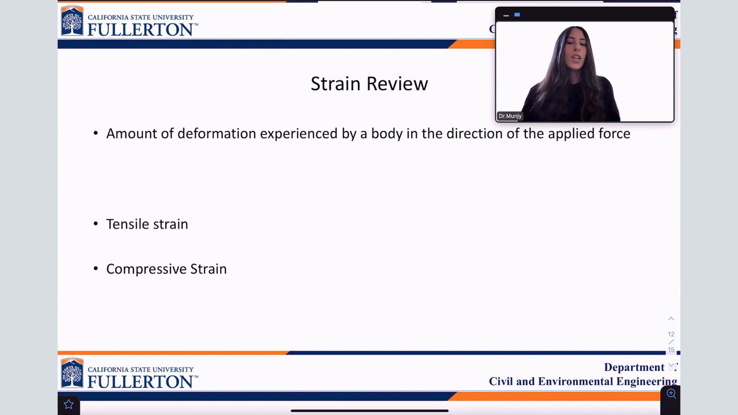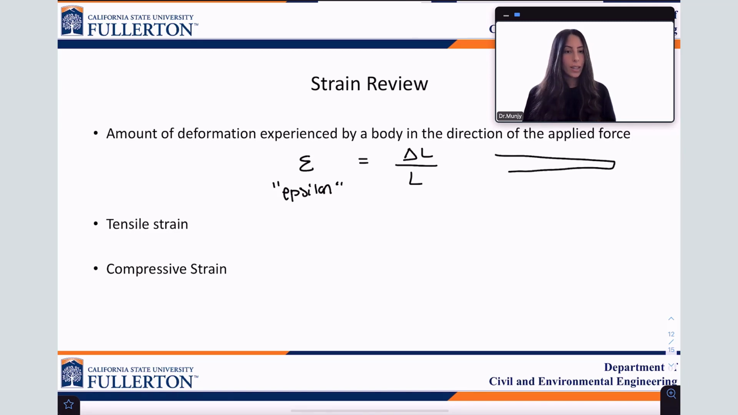Okay, so now let's move on, and we're going to go over strain. We denote strain with this little E-looking Greek letter, which we call epsilon, and that is equal to delta L over L. What is delta L? What is L? Delta L is the change in length of the member, and L is the original length of the member.